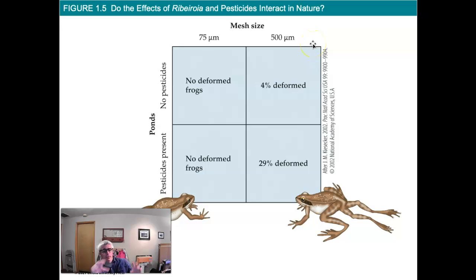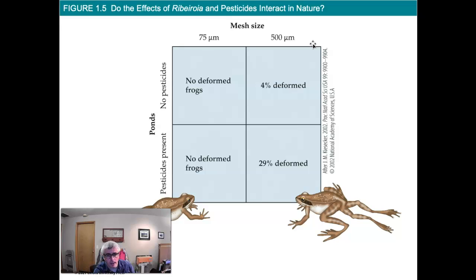So remember back to the life cycle of Ribeiroia and the cercaria stage being relatively large. The scale bar there was 100 microns. So a 75 micron mesh would exclude the cercaria because their head's probably over maybe 150 to 200 microns wide. So it's not going to be able to fit through this small mesh.